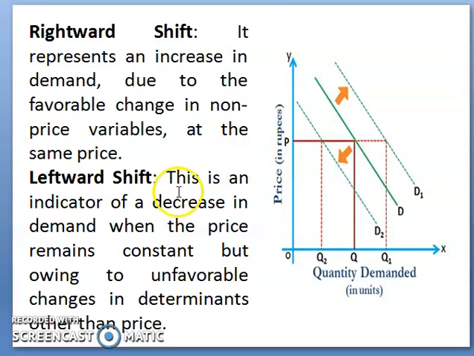And then we have the leftward shift. This is the indicator of decrease in demand. The price remains constant, but owing to unfavorable changes in the determinants other than price, demand decreases. So decrease in demand, or leftward shift in demand curve, may occur due to the decrease in income, fall in the price of substitute goods, rise in the price of complementary goods, unfavorable changes in tastes and preferences, expectation of fall in prices, or decrease in population.